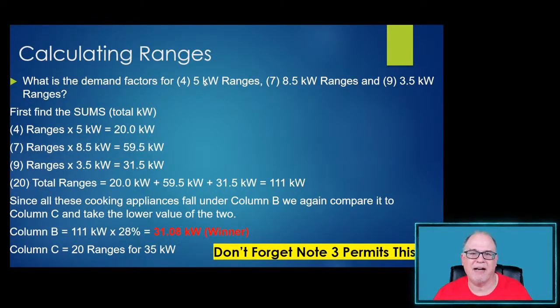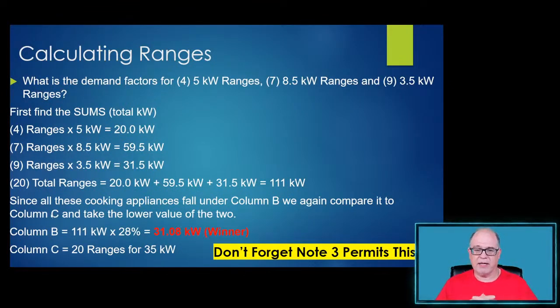So I have 4 5 kW, so I'm going to do 4 times 5, that's 20 kW. Okay. And next thing I'm going to do is I'm going to add 7. So I have 7 times 8.5. That's 59.5 kW. And then I've got 9 3.5 kW. So I'm going to add those up. So that gives me 31.5 kW. Okay. So I'm going to add them all up. 20 plus 59.5 plus 31.5. That gives me 111 kW.